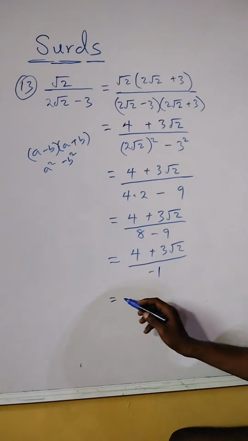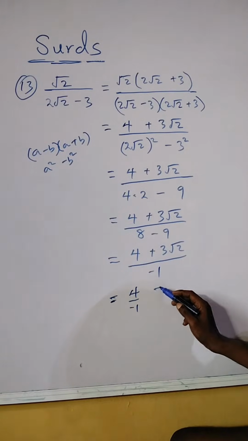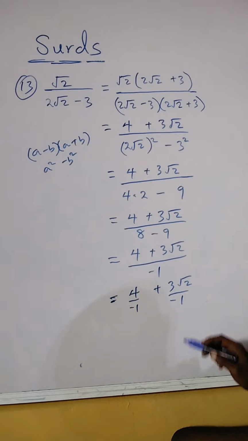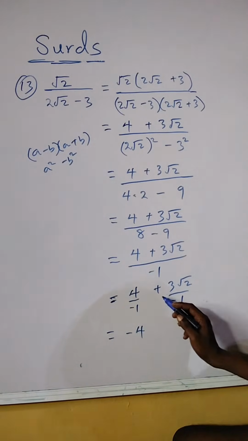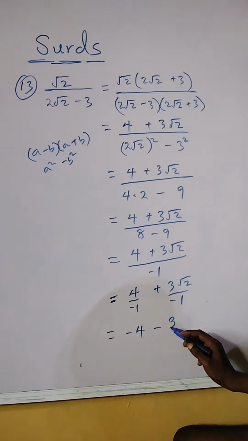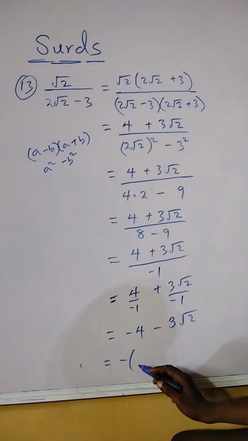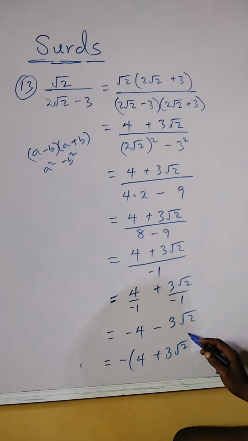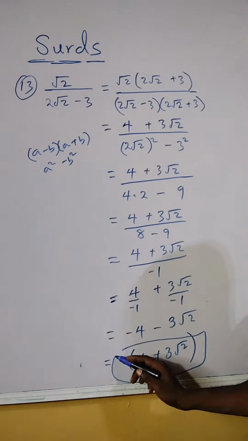We separate this now into two fractions. And write it as 4 over minus 1 plus 3 root 2 over minus 1. That is, here this becomes minus 4, then plus over minus, also minus, then minus 3 root 2. If you like, we can bring minus out and we say minus into bracket 4 plus 3 root 2. That is, we have this now as also the simplified form of this given solved problem.